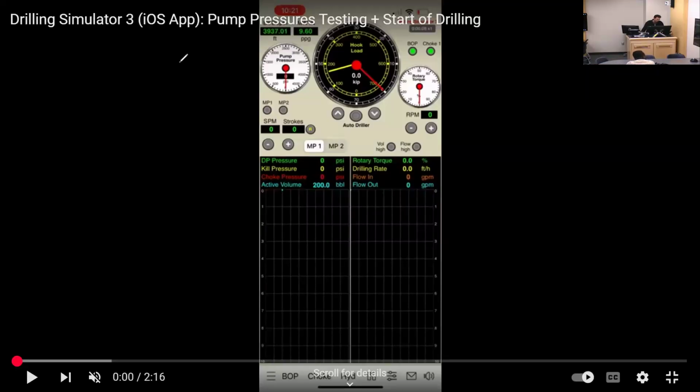Anyway, this is what the drilling simulator looks like. Now that you know a lot of stuff, I think you can understand what is going on. Okay, so this pump pressure here is the DPP, the drill pipe pressure. If the well is shut in, this becomes SIDPP.